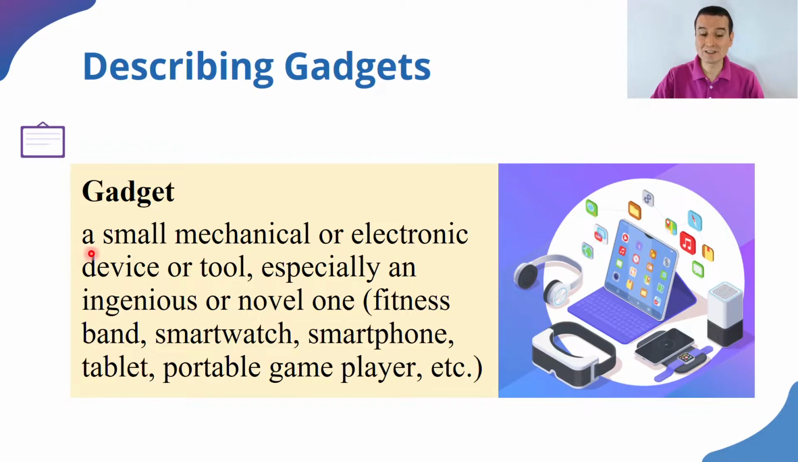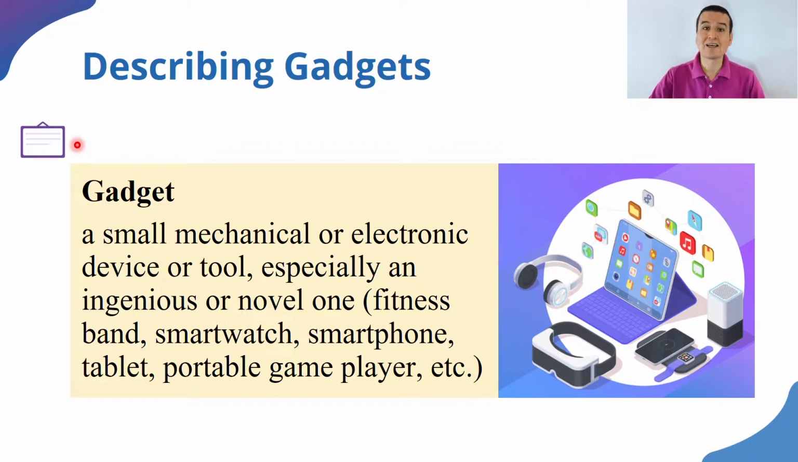A gadget is a small mechanical or electronic device or tool, especially an ingenious or novel one. For example, a fitness band, a smartwatch, a smartphone, a tablet, a portable game player, etc. We're going to talk about small gadgets, and we're going to compare them with other electronic devices that we have at hand. For example, computers, desktop computers or laptop computers, etc. Or toys, electronic toys. All right.